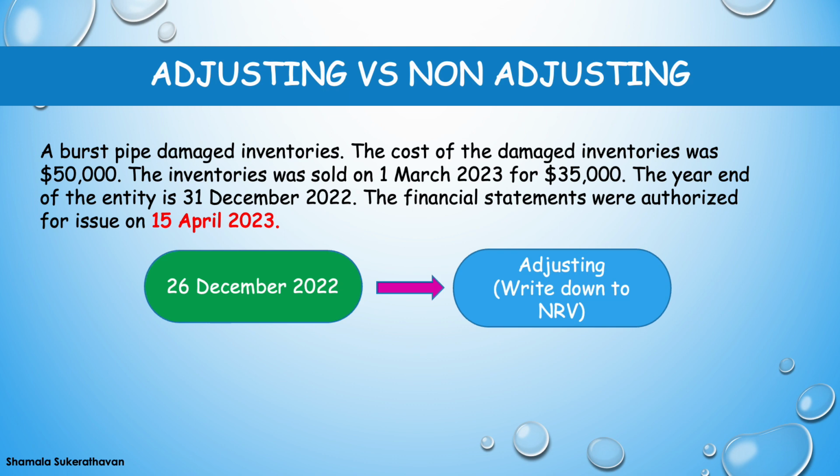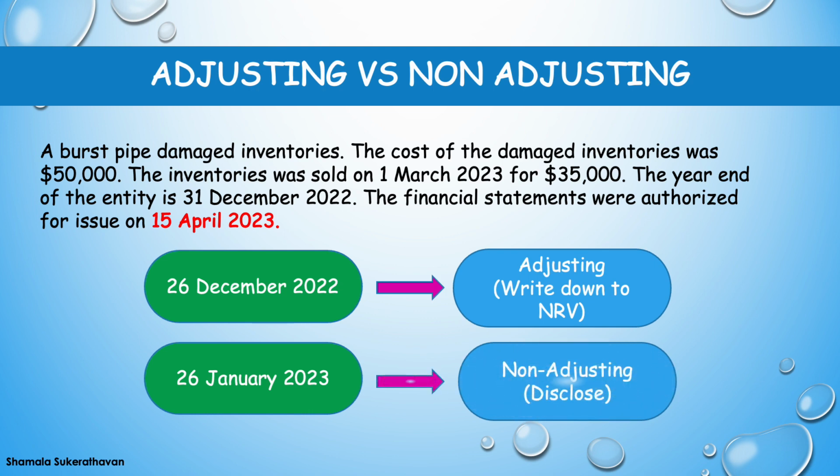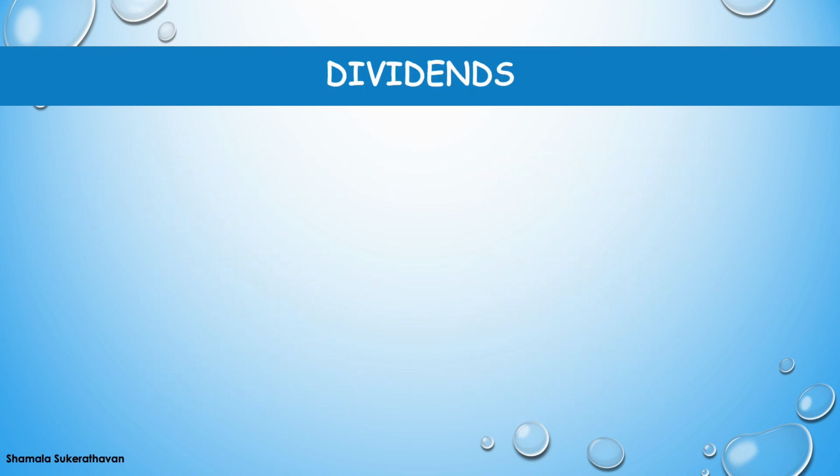On the other hand, if the burst pipe occurred on 26 January 2023, which is after the year end, this provides evidence of conditions that arose after the reporting period. Thus, the event is non-adjusting. However, the entity should make the necessary disclosure if it's considered to be material.